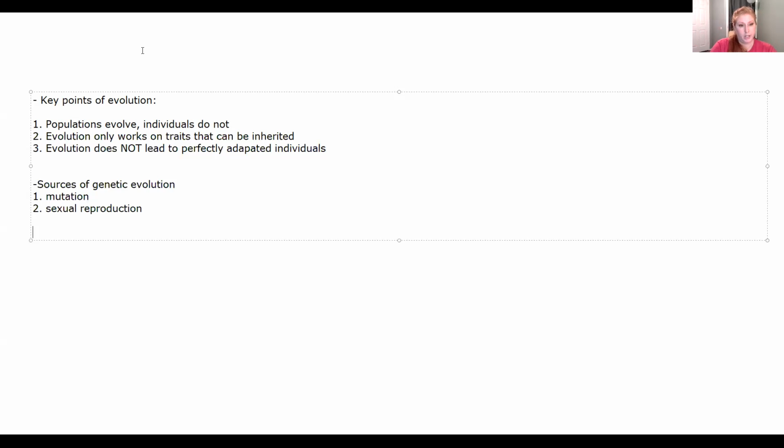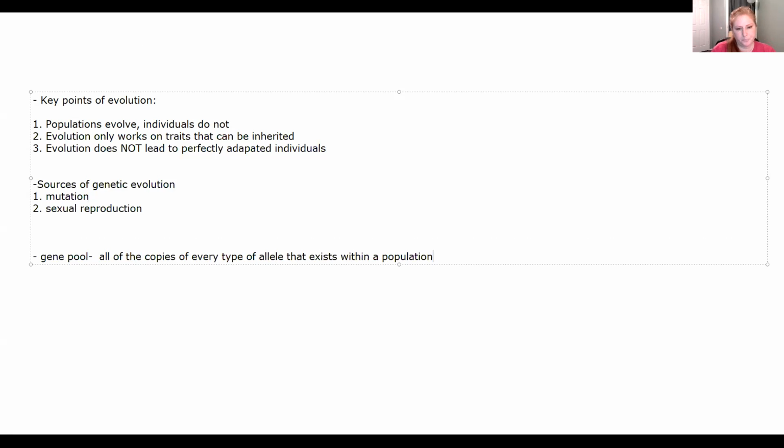Let's go over a couple more definitions. Let's talk about the gene pool. You hear this word from time to time. This is all of the copies of every type of allele that exists within a population. Okay. So the gene pool is referring to all the alleles, all the different kinds that everybody in a population has. Pretty basic, okay?